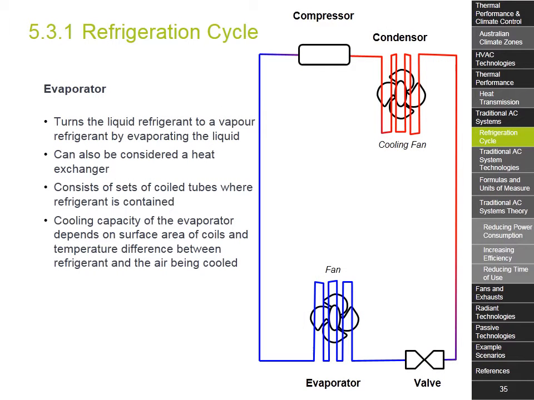The evaporator turns the liquid refrigerant into a vapor by evaporating the liquid. It can also be considered as a heat exchanger as it transfers heat from the coils to the refrigerant. It consists of sets of coiled tubes where the refrigerant is contained. The cooling capacity of the evaporator depends on the surface area of the coils and the temperature difference between the refrigerant and the air being cooled.